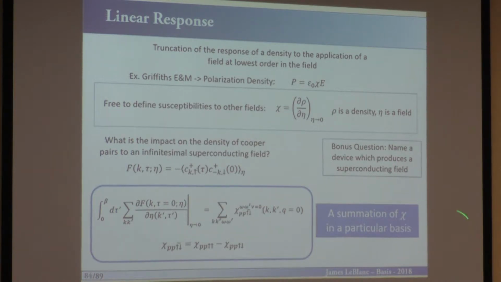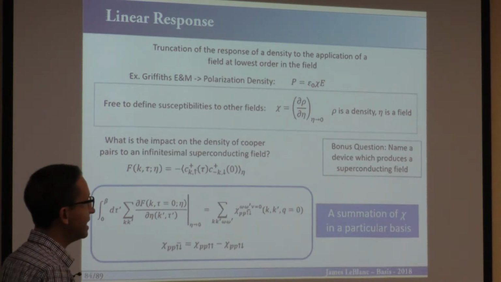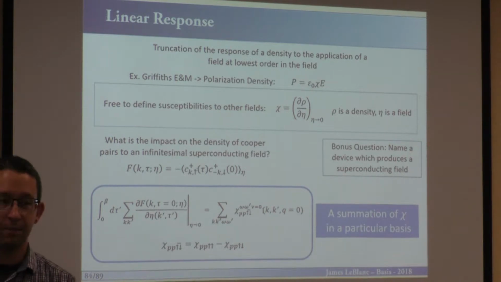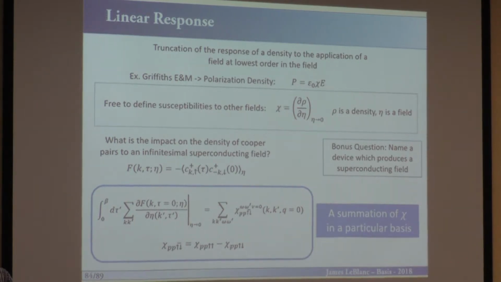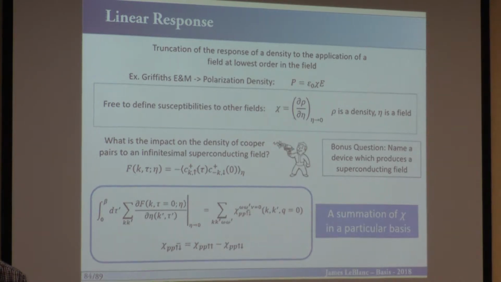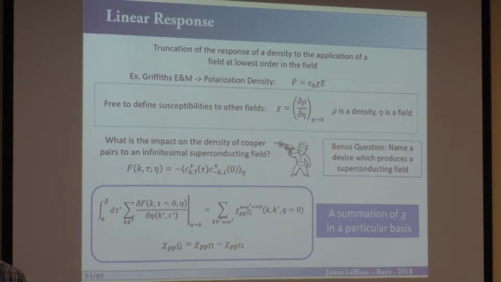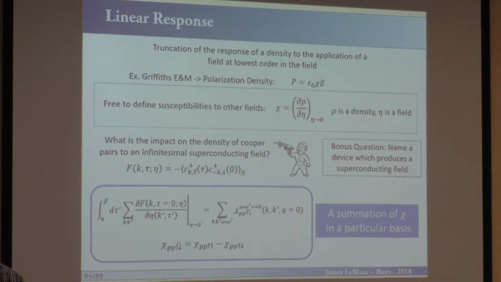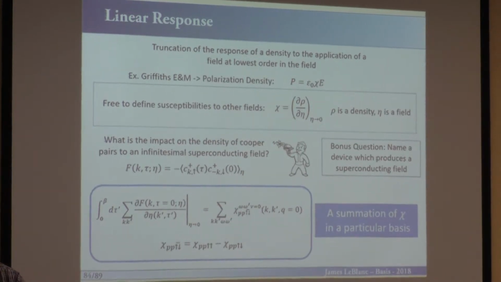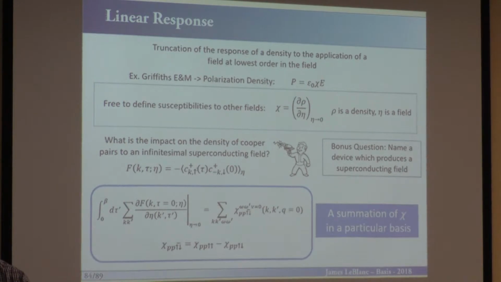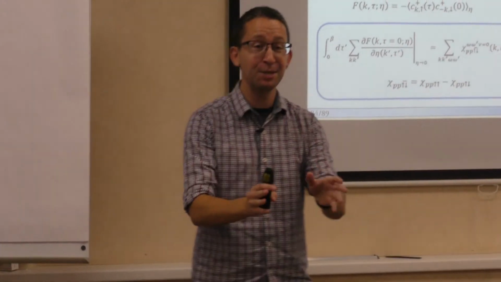I do have that little picture there. The bonus question was supposed to be, name a device which produces a superconducting field. Can someone tell me what is a device that produces a superconducting field? So I've got my little Fallout boy shooting a superconducting ray gun. What is a device that produces a magnetic field? What is a device that produces a superconducting field? A superconductor. Just a superconductor.